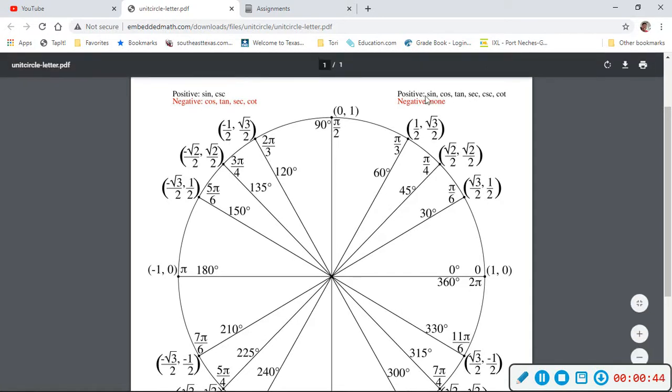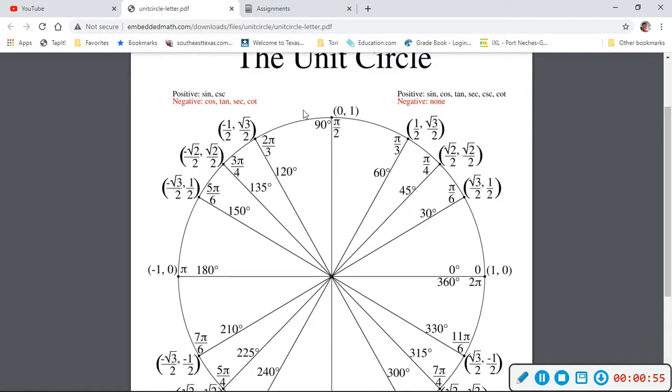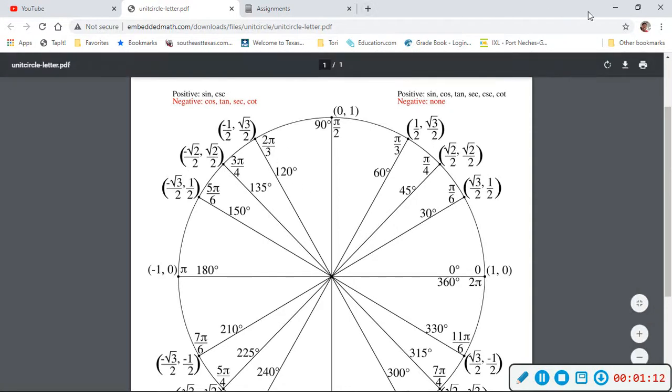While I like this, it shows you where they're negative. Cosine up here is positive. Over here, down here in red, is negative. So cosine represents the x coordinate. I'm looking for the x coordinate to be -1/2, right here. So the angle that corresponds is 2 pi over 3 and 120, the radian and degree.